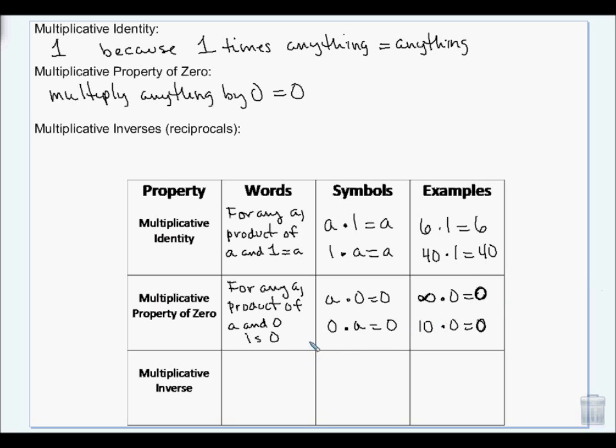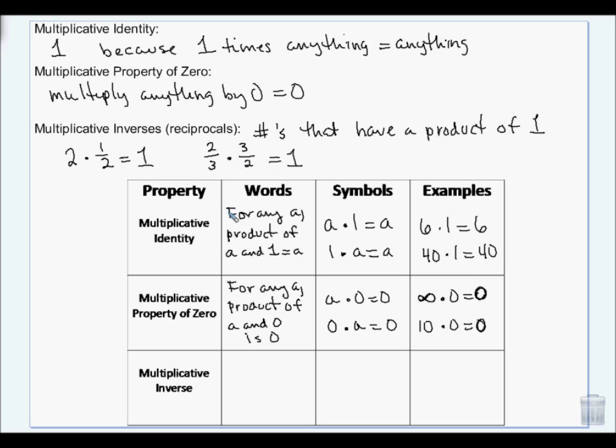Multiplicative inverses, those are the same thing as reciprocals. These are numbers that when you multiply them together, they have a product of 1. And you guys know reciprocals. 2 and 1/2 are reciprocals. When I multiply them together, I get 1. If I multiply 2/3 times 3/2, these are reciprocals. They equal 1.